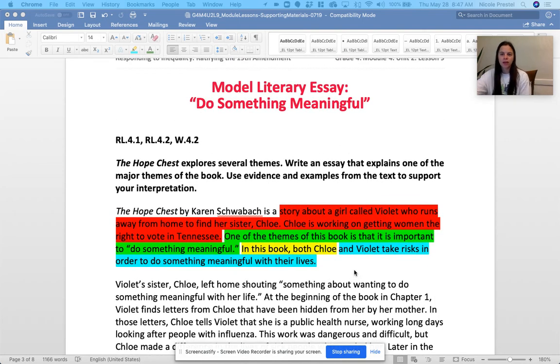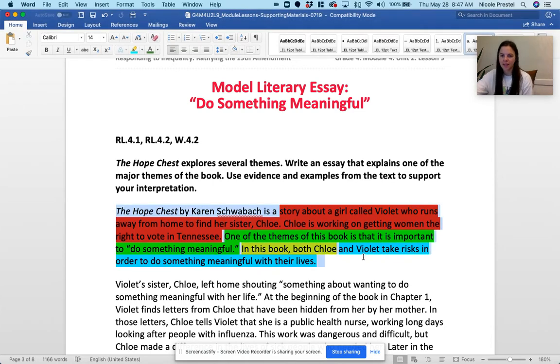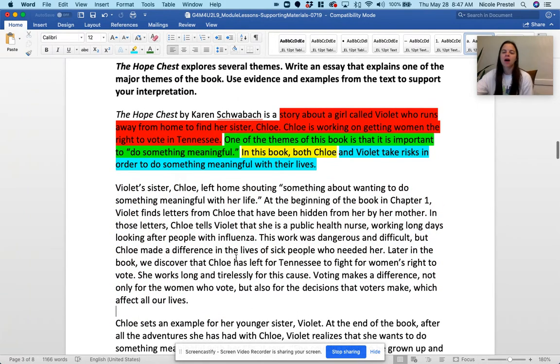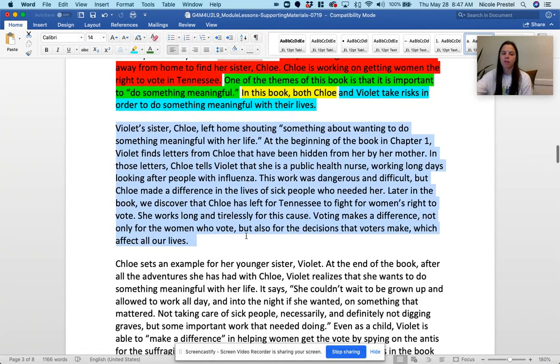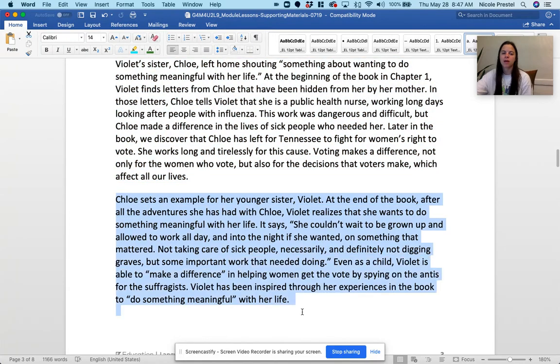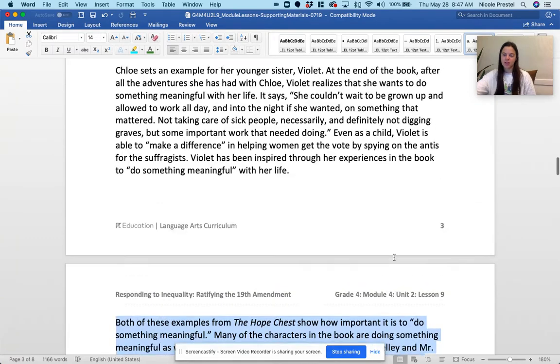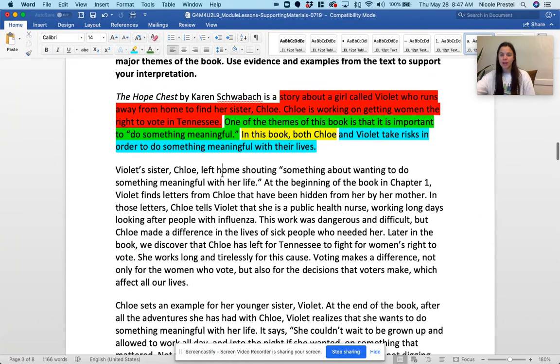Hello, we are again looking at our model essay, but we are moving on from our introduction paragraph to our proof paragraph 1 right here. So, if we remember really quickly, this paragraph here is the introduction. We have our proof paragraph 1, proof paragraph 2, and then our conclusion. So, you have completed your intro. Today we're going to tackle proof paragraph 1.